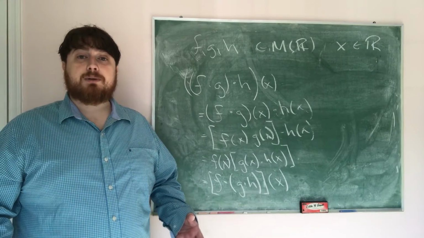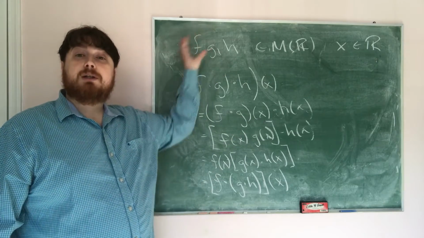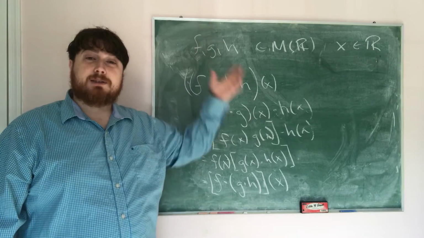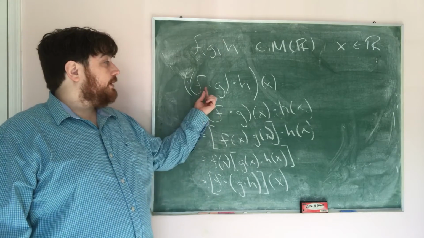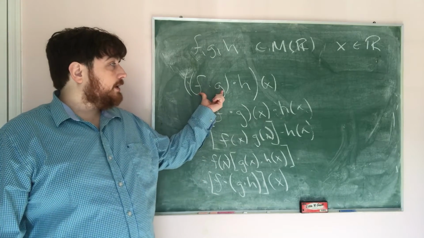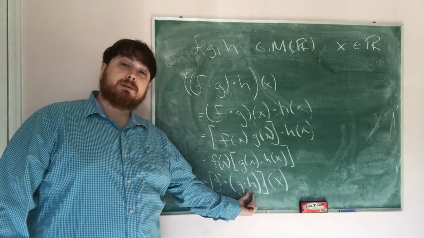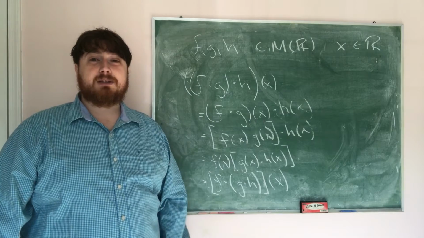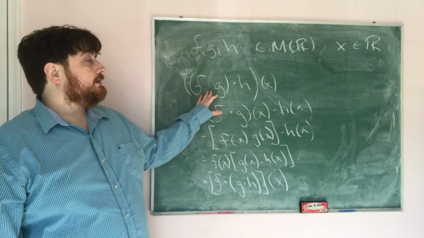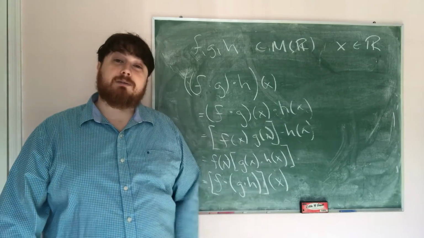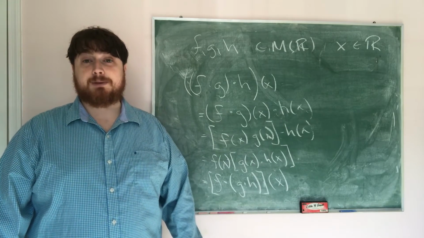All right, so now we're ready to show associativity. So we'll let f, g, and h be mappings on the set of real numbers, and we'll let x be a real number. Then we have to show that (f · g) · h is the same as f · (g · h), where the g · h is inside parentheses. And that means that ((f · g) · h)(x) is equal to (f · (g · h))(x) for all x in the set of real numbers.